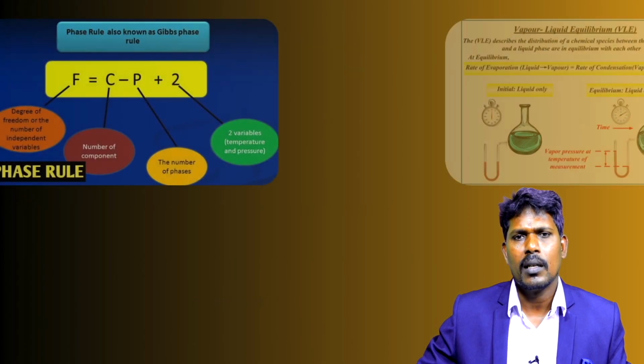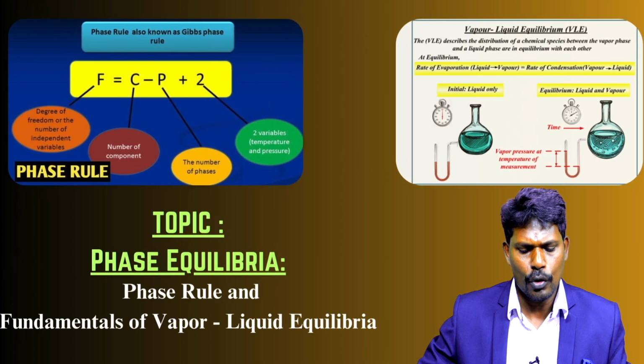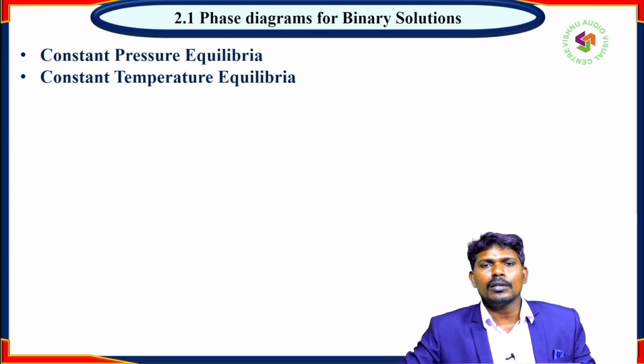Today we discuss Unit 4, that is phase equilibria in thermodynamics. This is the continuation of the fourth unit, vapor liquid equilibrium, phase equilibrium. In the previous classes we have seen up to the fundamentals of vapor liquid equilibrium data, in that different cases and different expressions we have seen.